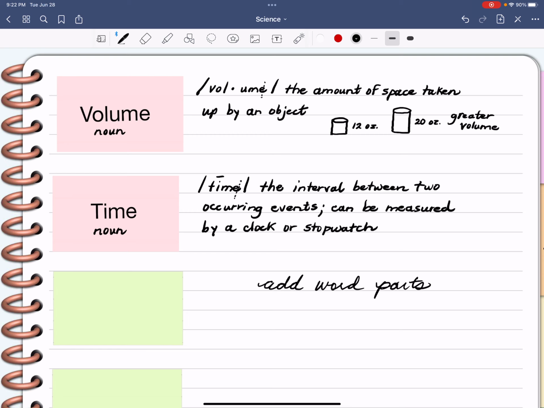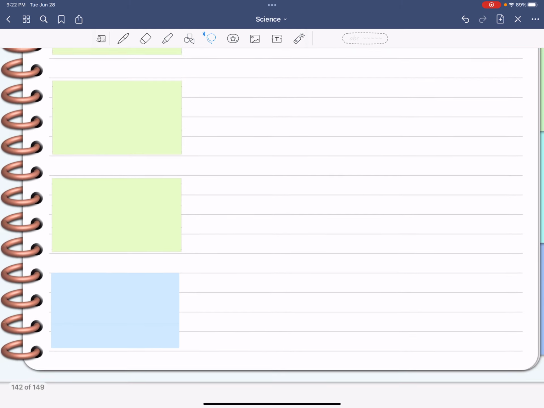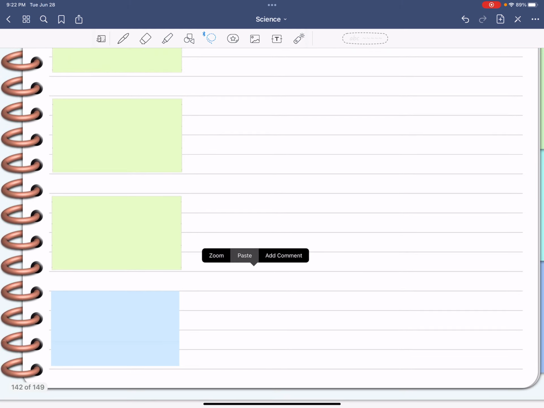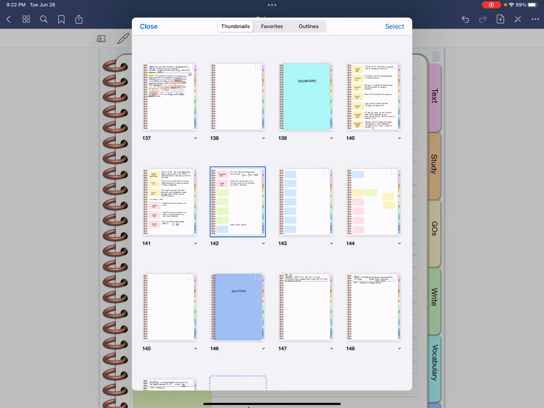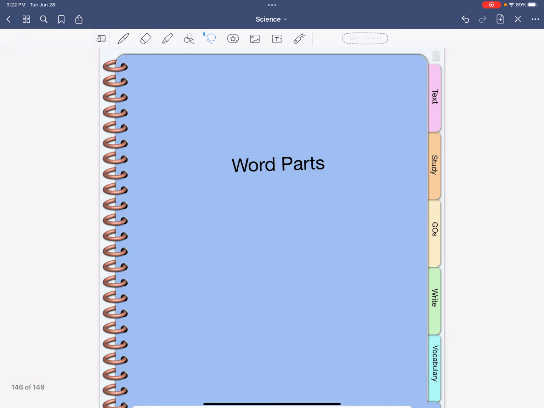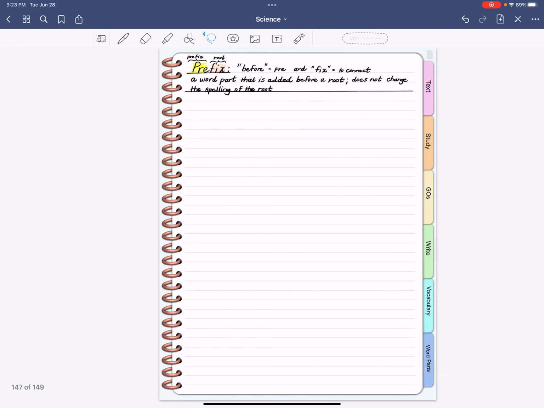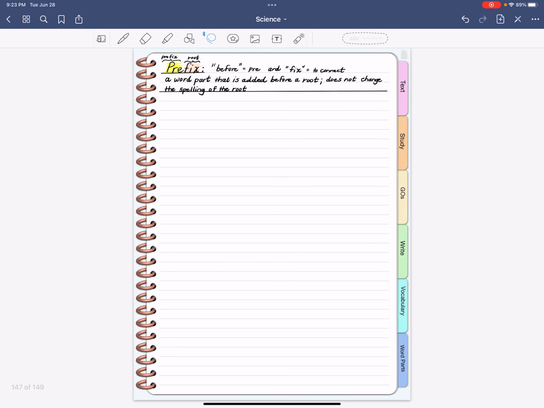Okay. And I've made myself a note here that we need to add some word parts, and that we will do. Let me go ahead and post that next to this next set of flashcards so I don't forget. And let's go to that part of our notebook. It's going to be the word part section. We do have some of these to add.